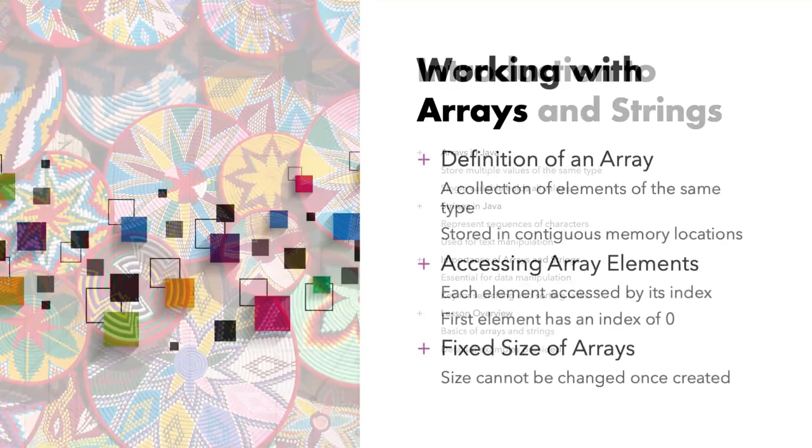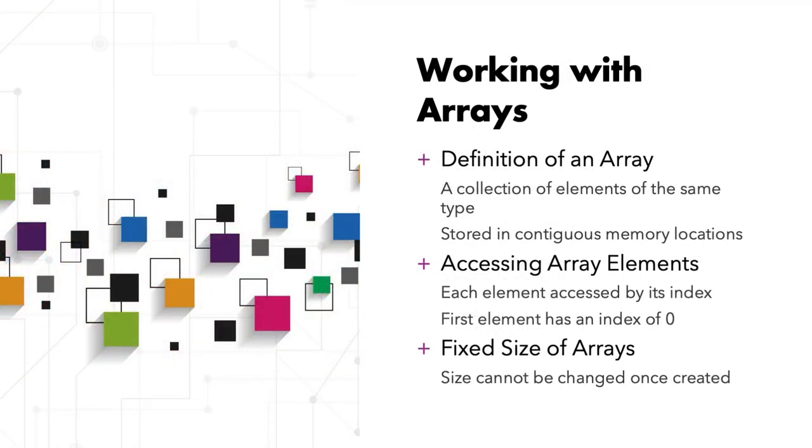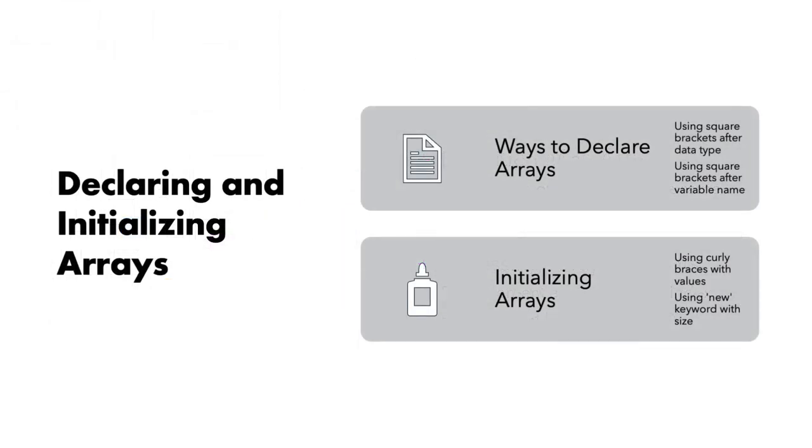We'll provide details. Arrays are collections of elements of the same type stored in contiguous memory locations. Each element is accessed by its index starting from 0. Arrays in Java have a fixed size that cannot be changed once created. You can declare arrays using the square brackets and initialize them using the curly braces or the new keyword.